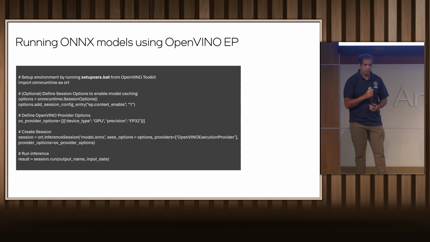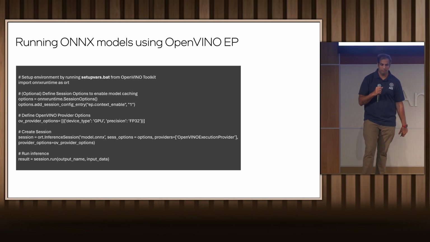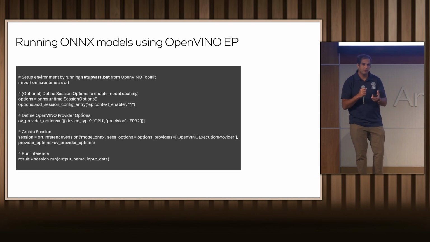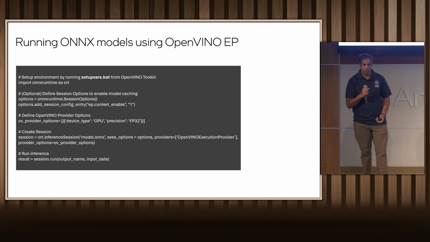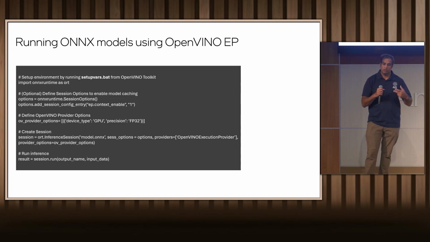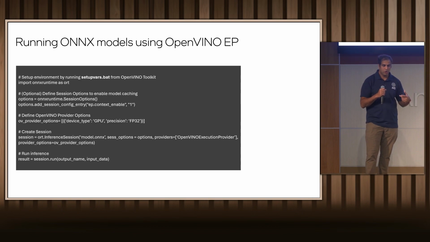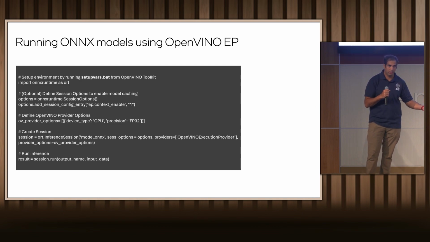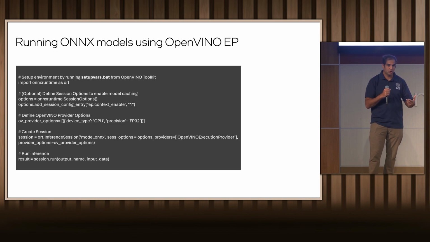This is a code snippet which shows how you can run your ONNX models through ORT APIs on OVEP. First, you set up the environment using setupvars.bat, which is a way to set up the OpenVINO environment on the platform. Then you import ONNX Runtime. The two key things that you have to do are, first, set the session options. For example, if you want to do caching, session options will let you select the directory where you want to save the cache, and whether you enable or disable the cache. Those are all the settings available in session options.